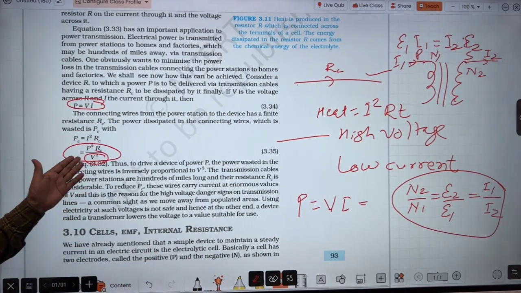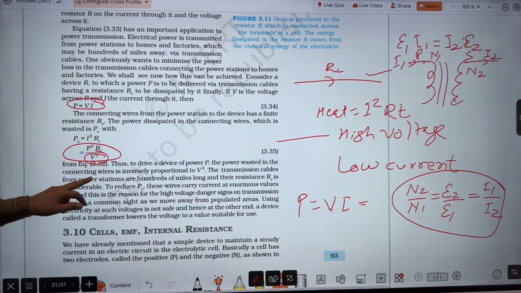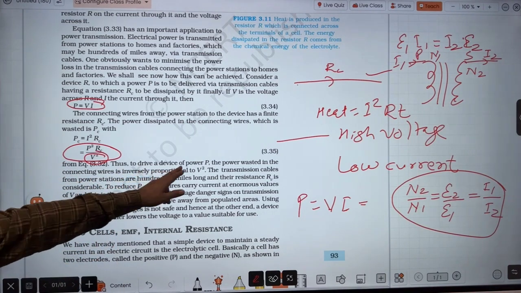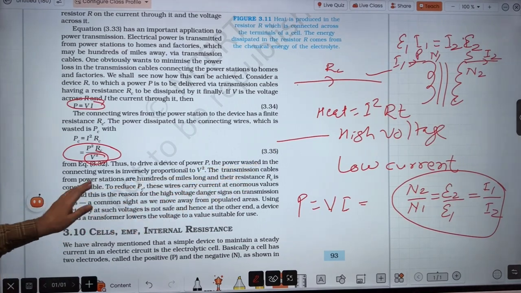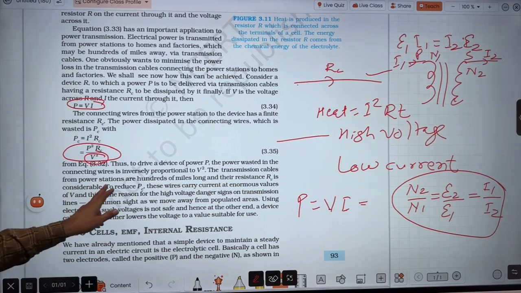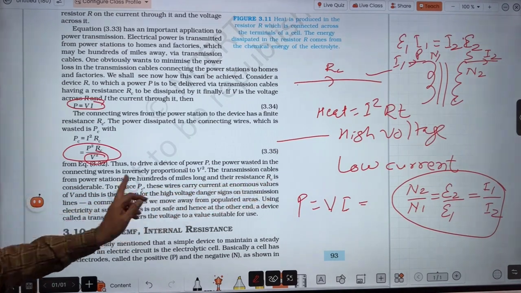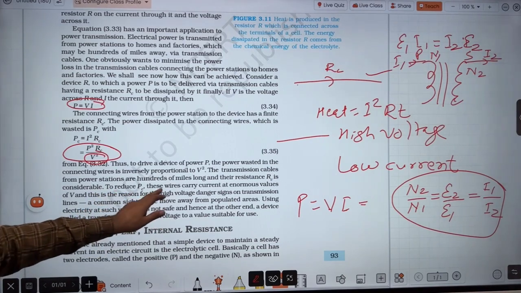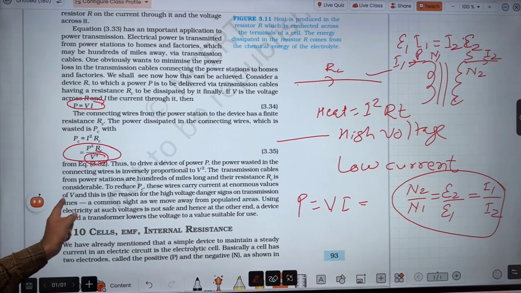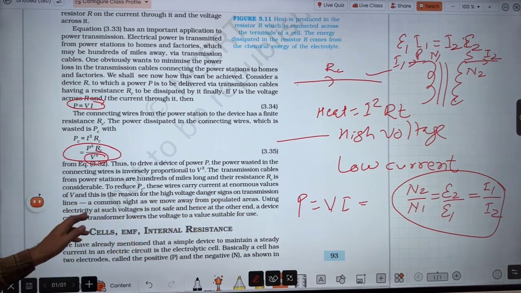So we see that for transmission, if voltage is high, the power loss will be less. Here the same thing is given. To drive a device of power P, the power wasted in the connecting wires is inversely proportional to the square of the voltage. The transmission cables from the power station are hundreds of miles long, and their resistance Rc is considerable. To reduce Pc, these wires carry current at enormous values of V, and this is the reason for high voltage danger signs on transmission lines.